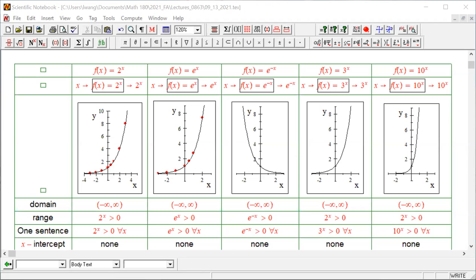Exponential functions. Within all those exponential functions, f of x equals 2 to the power of x, e to the power of x, and so on and so forth. You want to choose one of them, maybe e to the power of x, and then look at the graph, look at the equation, the function, and start from there and expand that property to all those exponential functions. Same domain, range, intercept, and so on and so forth.